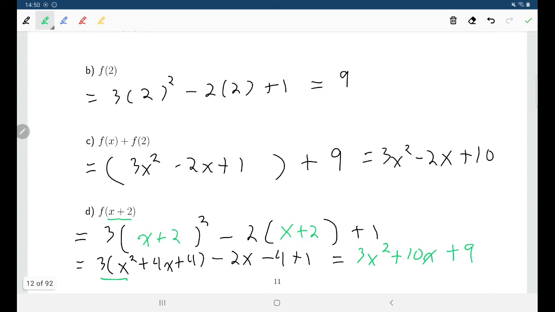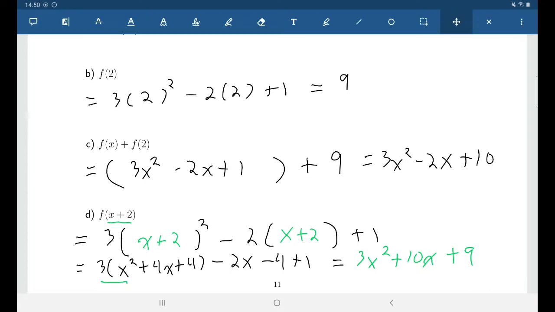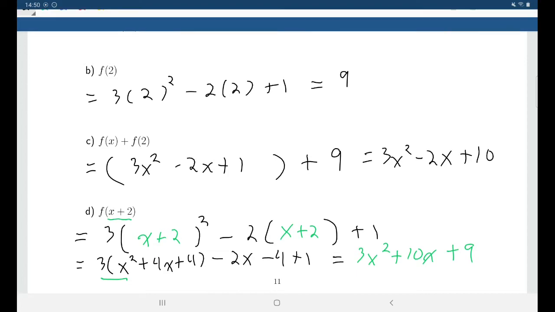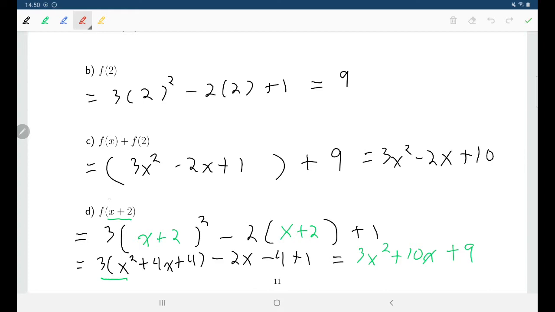So there we go. When we take f of x and replace all of the x's with x plus 2's, we get 3x squared plus 10x plus 9. Again, not a surprise that since we're evaluating involving things with x plus 2's, that we'll get an output that will still involve x's. If we evaluate our function using some variables, then those variables will likely show up in our output.